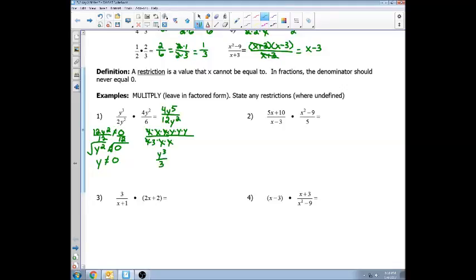Now what I want you to notice, y to the third is the same thing as if I took 5 minus 2.